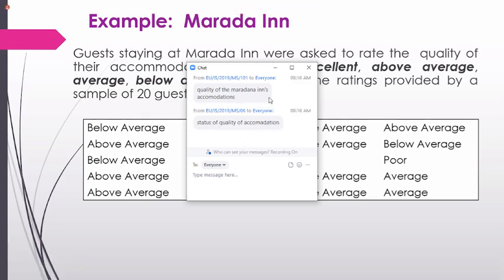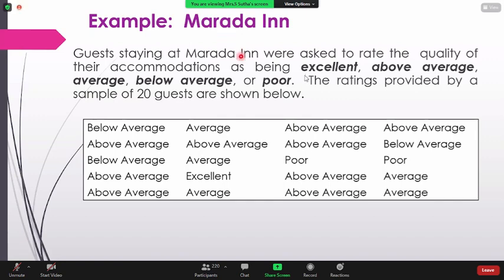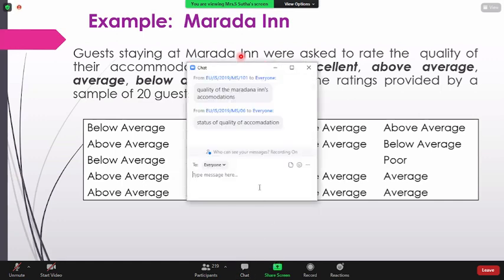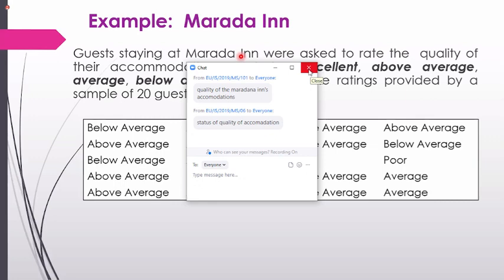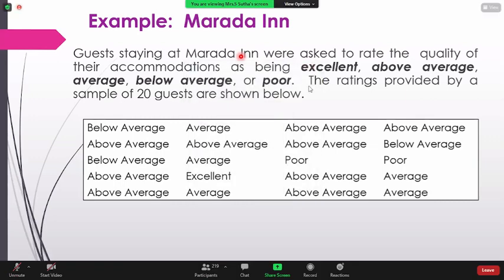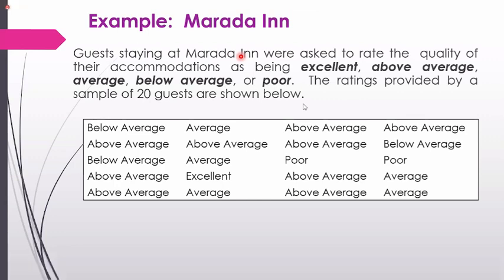Yes, quality, not status of quality of accommodation, so quality of accommodation, right? Now I am asking the variable. You have to define the variable in terms of the given problem, right? For the given problem, you have to define what variable we consider. So based on this given scenario, the variable is the quality of the accommodation provided by the hotel, right?